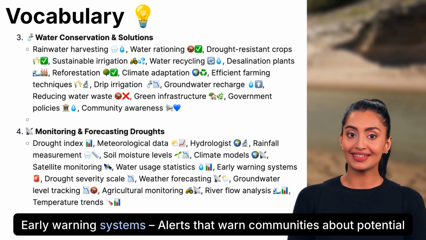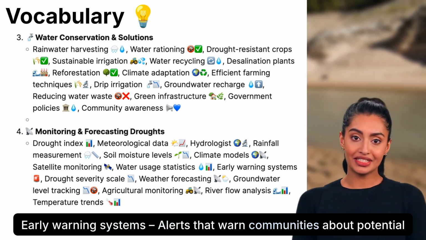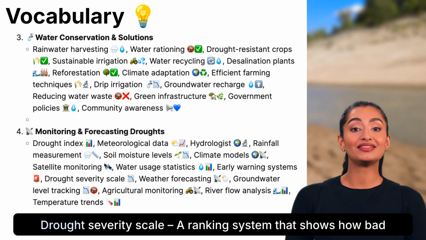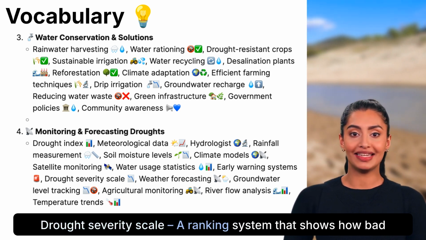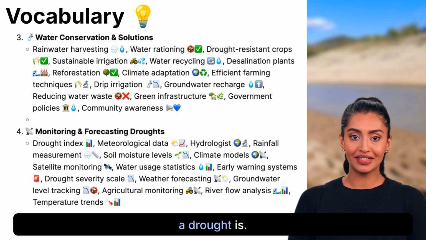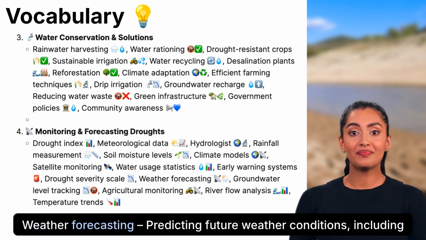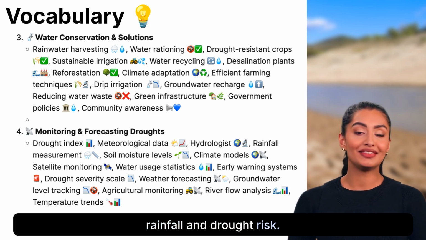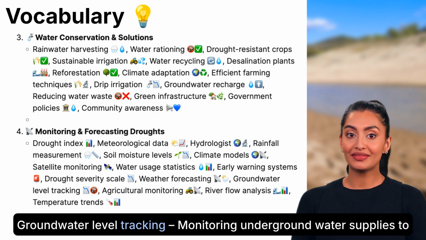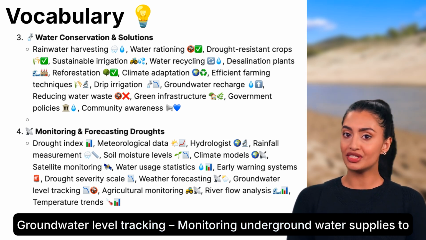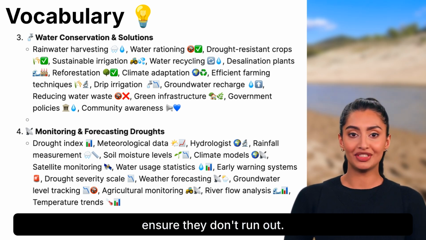Early warning systems, alerts that warn communities about potential droughts. Drought severity scale, a ranking system that shows how bad a drought is. Weather forecasting, predicting future weather conditions, including rainfall and drought risk. Groundwater level tracking, monitoring underground water supplies to ensure they don't run out.